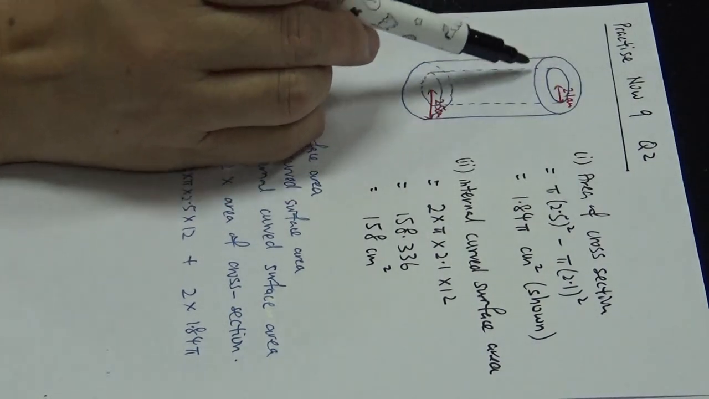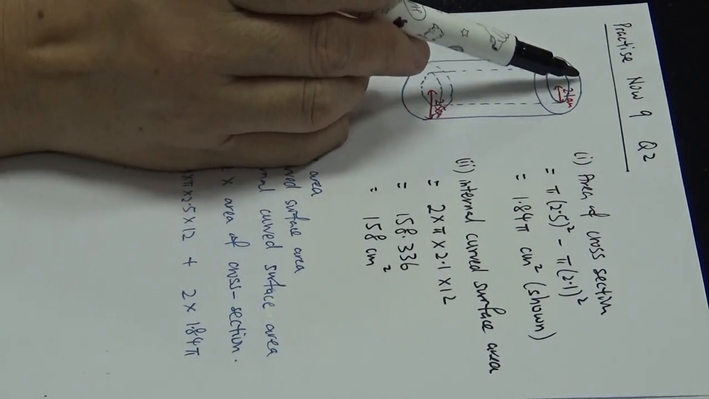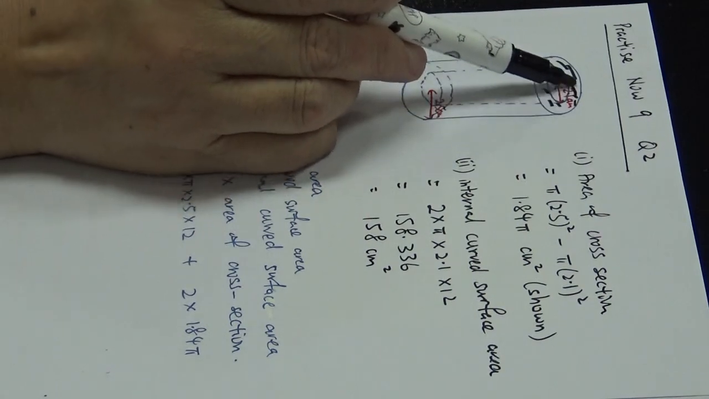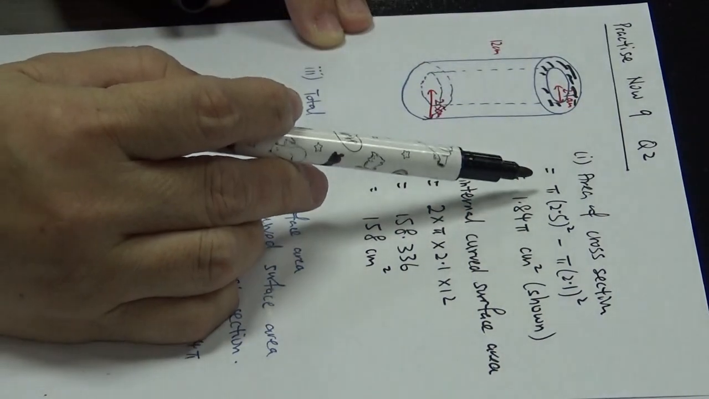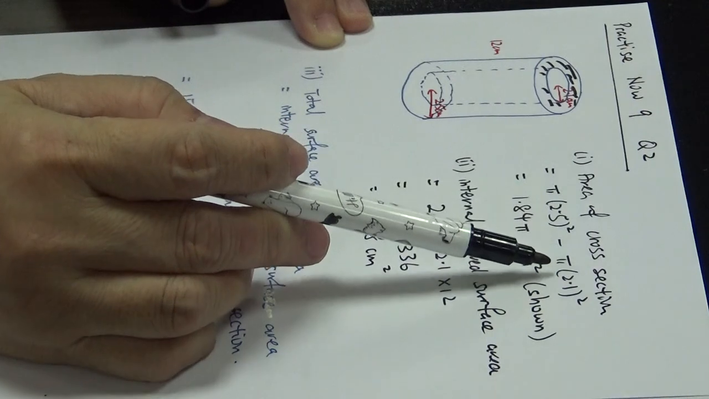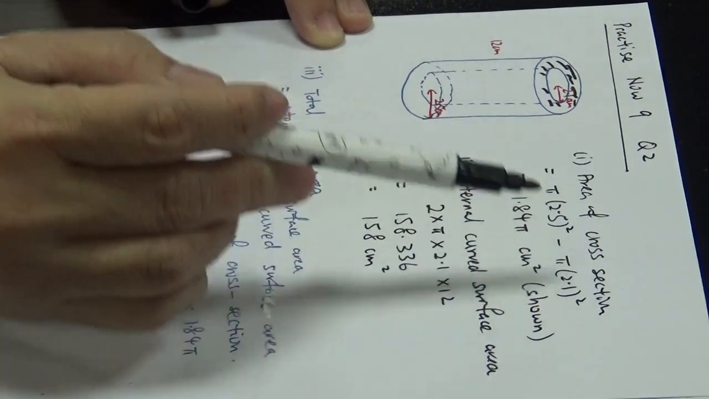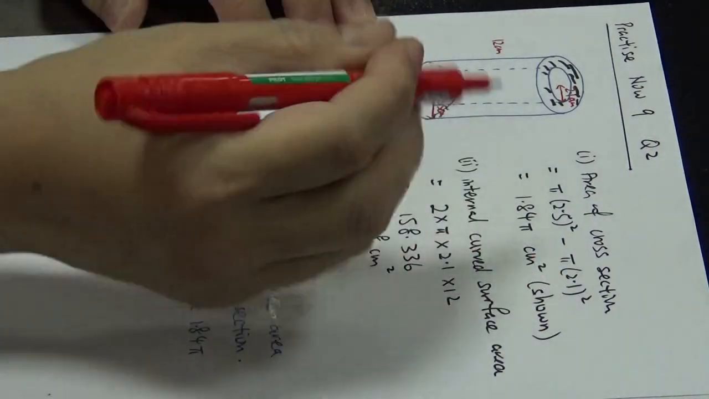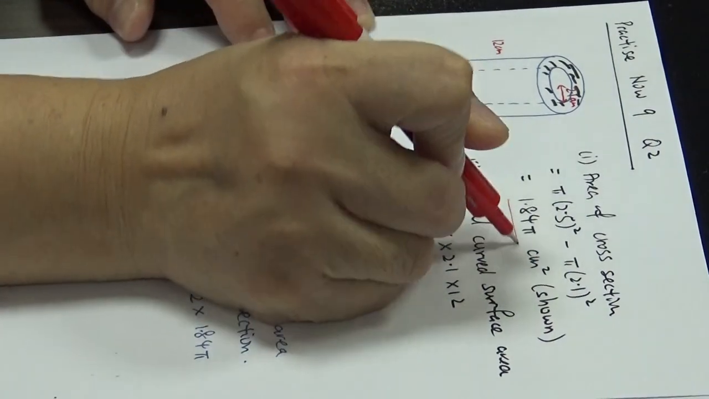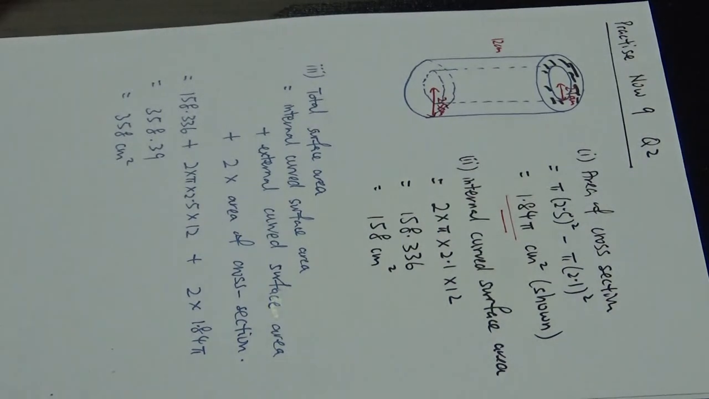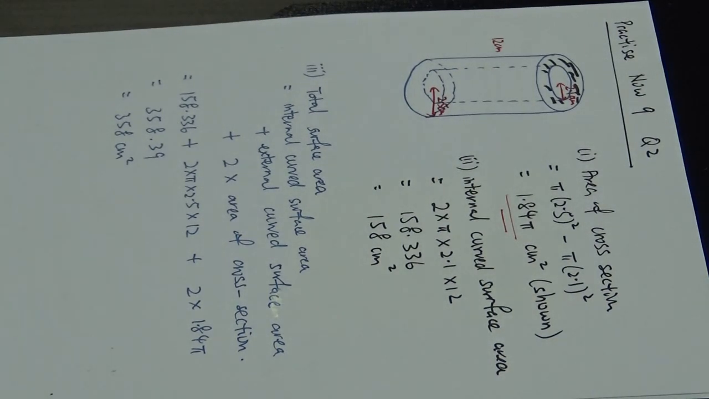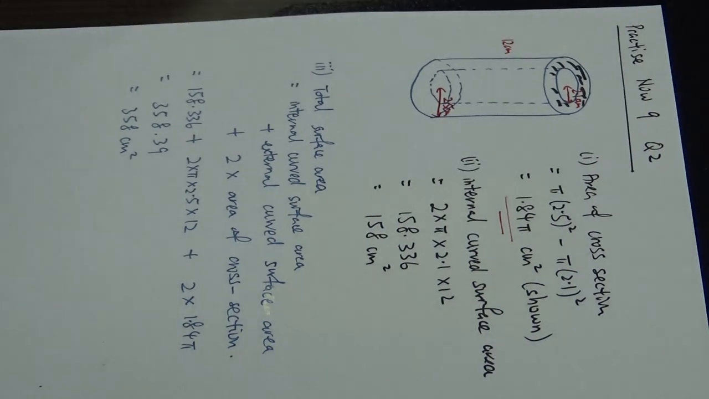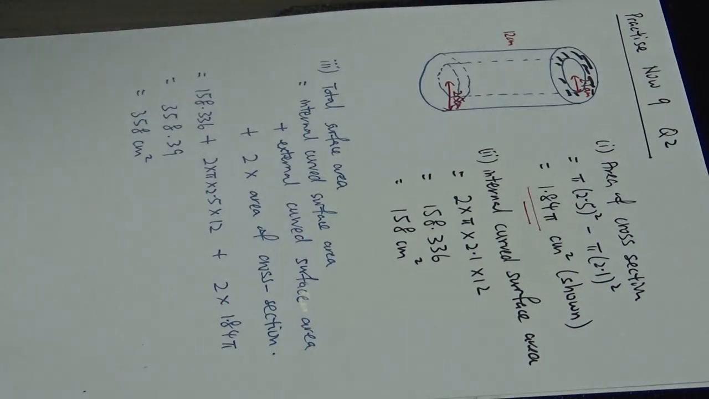That means it's the big circle minus the small circle, the one that I have shaded. So it's pi r squared, the big circle, minus pi r squared, the small circle. Because the question requires us to leave it in pi, we do not key in any value for pi, but we leave it in terms of pi. That means you leave pi alone and write the answer. And we have shown that it is 1.84 pi cm squared.